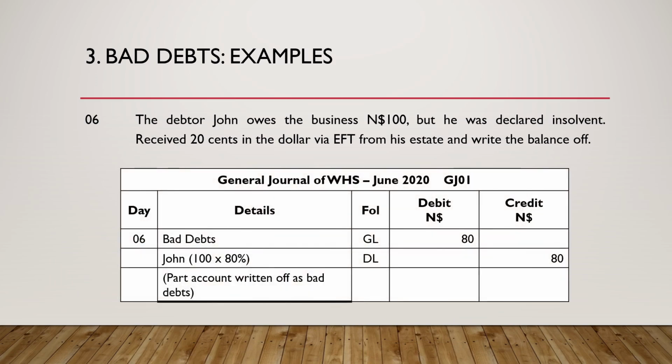Account debit, bad debts. General ledger account, $80 million. Account credit, John the debtor. Debtors ledger account, $80 million. Your narration, part account written off as bad debts. And then remember, the rest of the money, the $20 million received from the estate, will be recorded in the cash book.